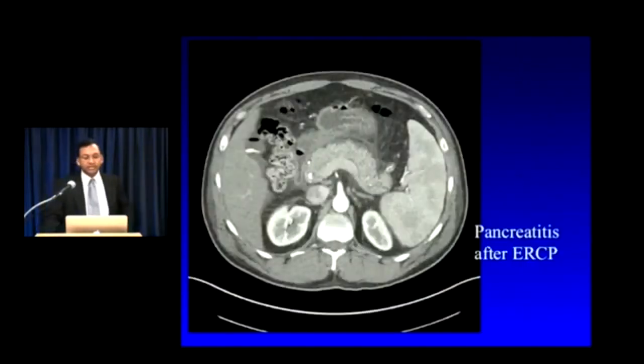Here's another case. This is a patient who had a recent ERCP. Again, notice that the pancreas is big, it's edematous, it looks more packed in, there's loss of fatty lobulation, there's some peripancreatic edema and fluid. This is edematous pancreatitis. Note that the entire pancreas is enhancing normally.